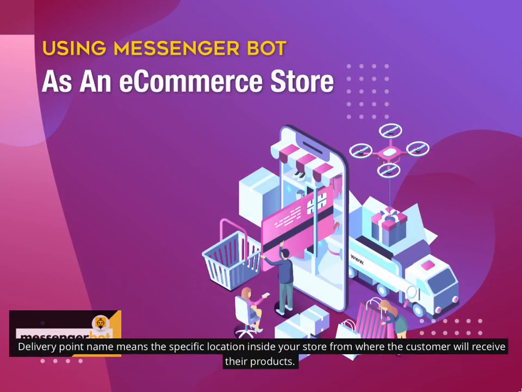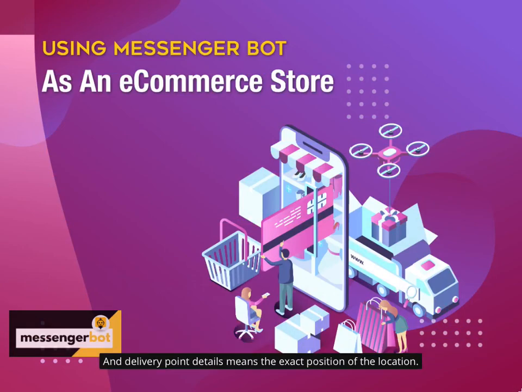Delivery point name means the specific location inside your store from where the customer will receive their products. And delivery point details means the exact position of the location.